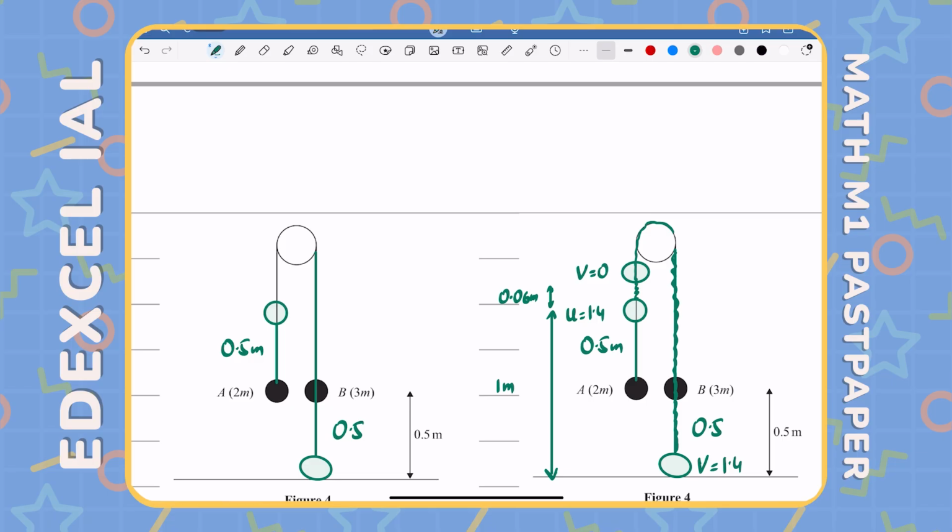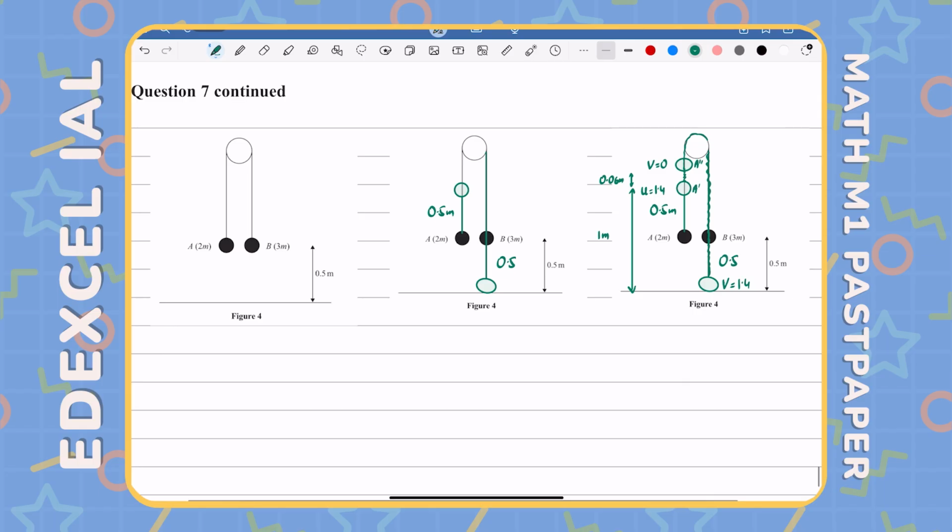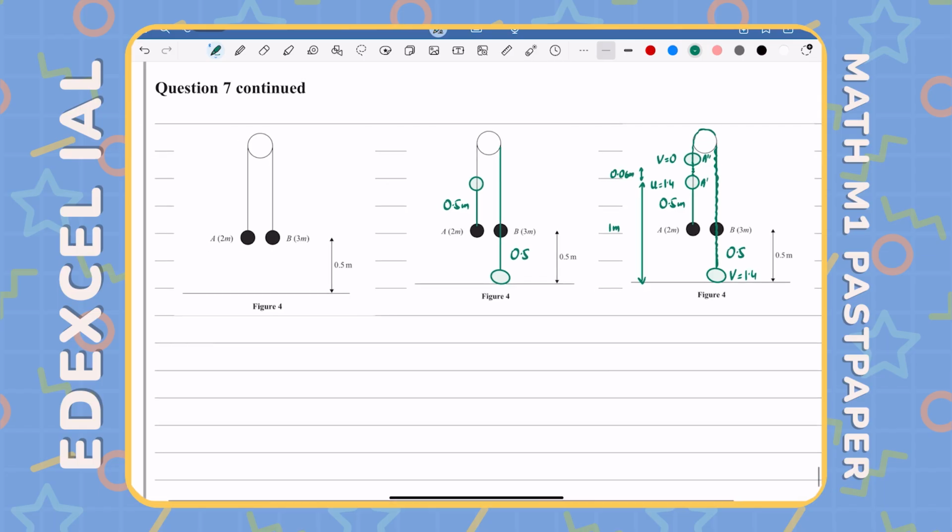So this is where A was, and this is where it was after B hit the ground, and this is where it is now as soon as the string becomes slack. Okay, so now let's talk about the time to travel 0.5 meters up. First let's calculate the time to travel 0.5 meters up, and this is when the string was taut.